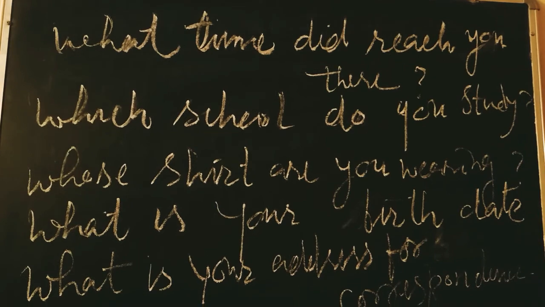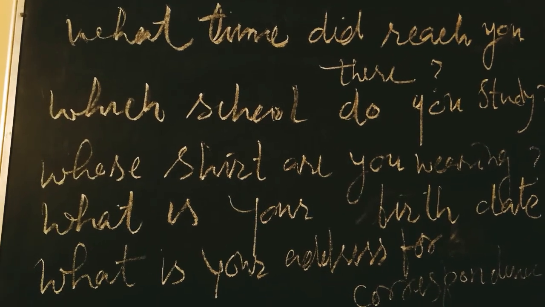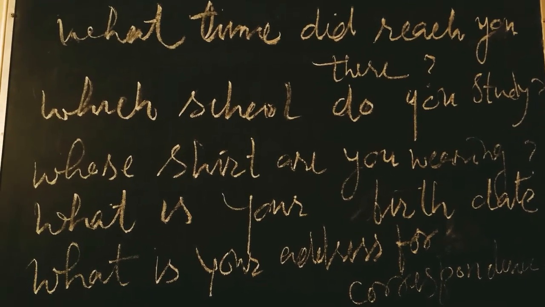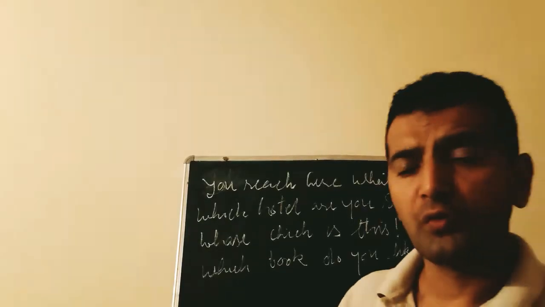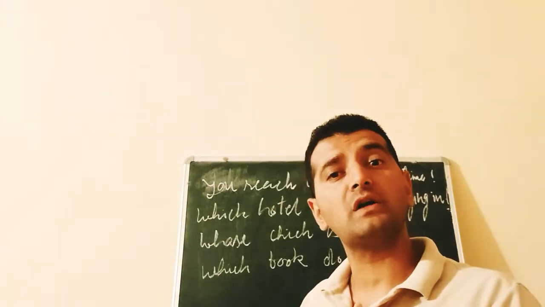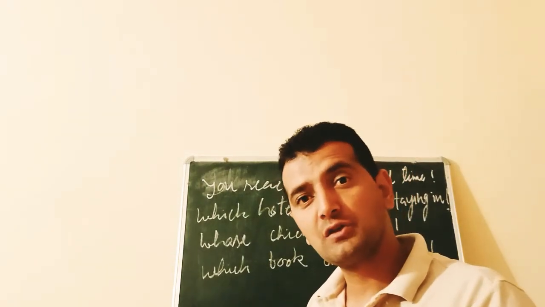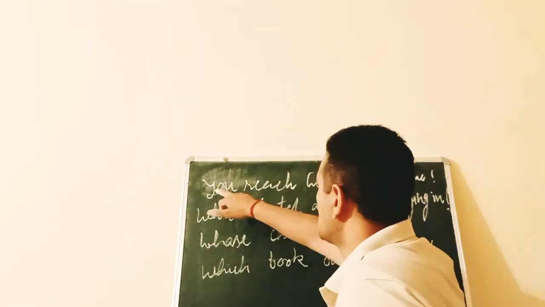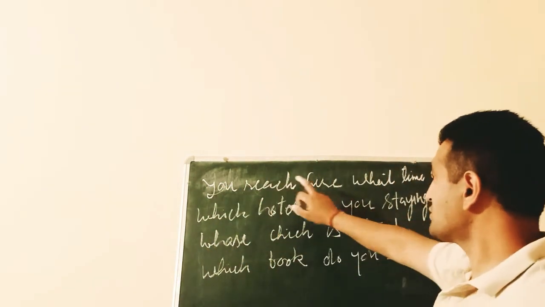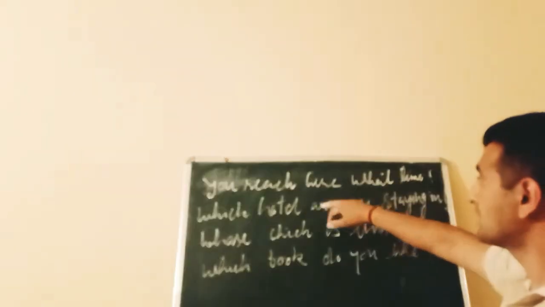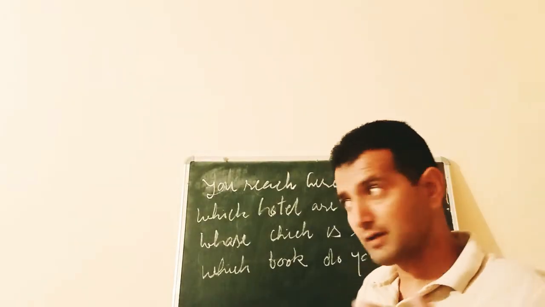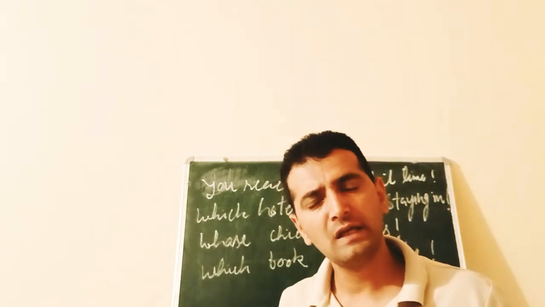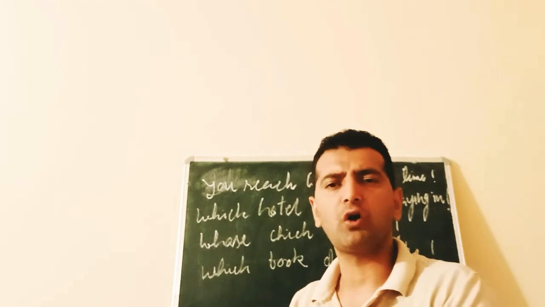Whose can also be used in the same way, with a different perspective, to ask a question using a noun. We can make use of what, whose and which with exclamation sentences also. Let's see here. You reach here what time? Which hotel are you staying in? It's a way of conveying your thought.